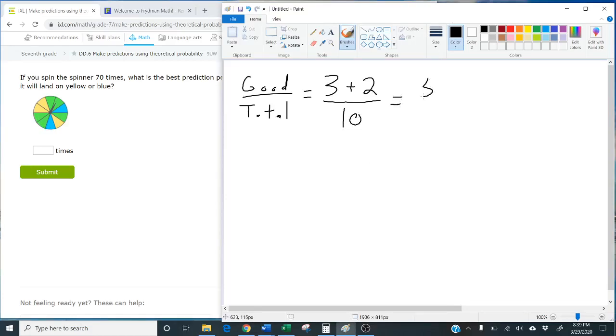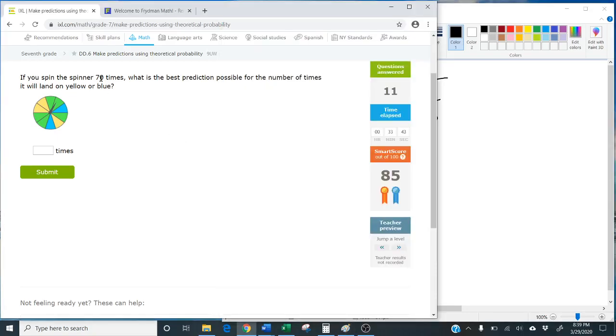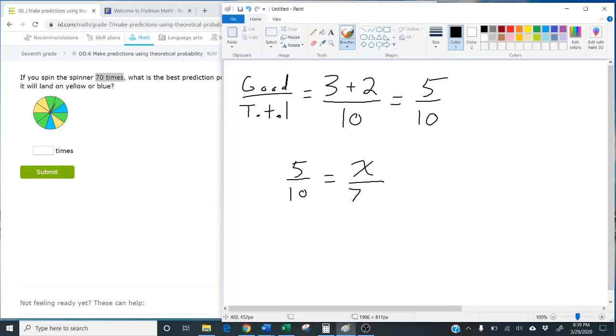So we get here 5 out of 10. And let's just go ahead and set up a proportion. So 5 out of 10 equals x over, how many times are we going to spin this spinner? 70 times. So if we spin the spinner 70 times, how many times would we expect it to land on yellow or blue? Well, half of those colors are yellow or blue. What's half of 70? Half of 70 is 35.